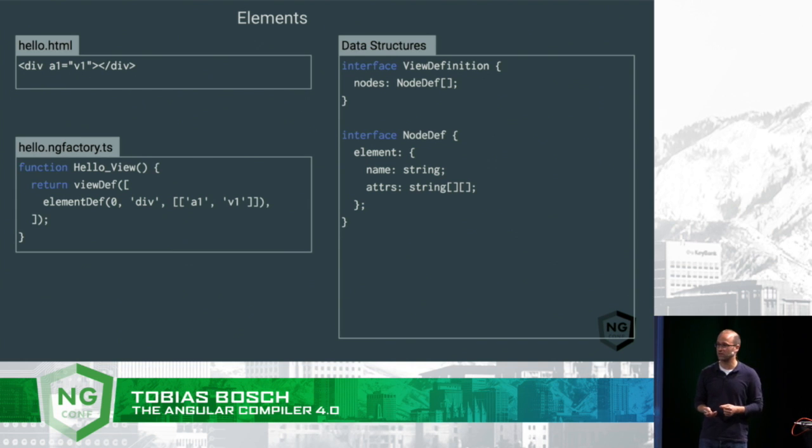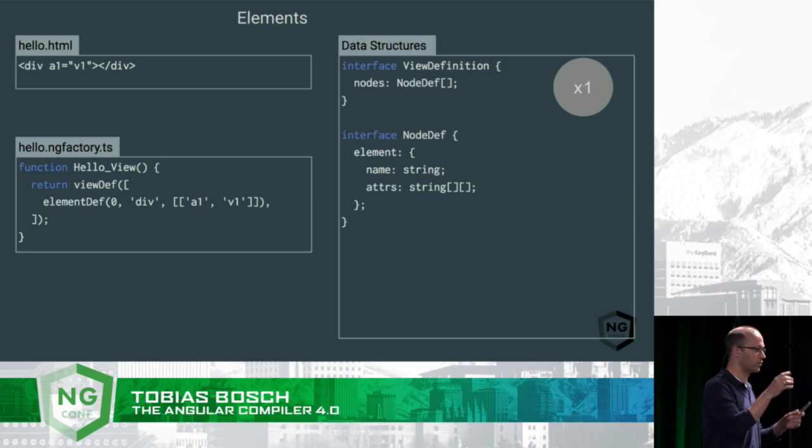We are using these helper functions because that's actually shorter than putting the object literals there. And it also minifies a lot nicer. If you run this through Uglify or something, it just shortens these function names to A, B, and C, and then it gets really compact. Okay, so that's elements.